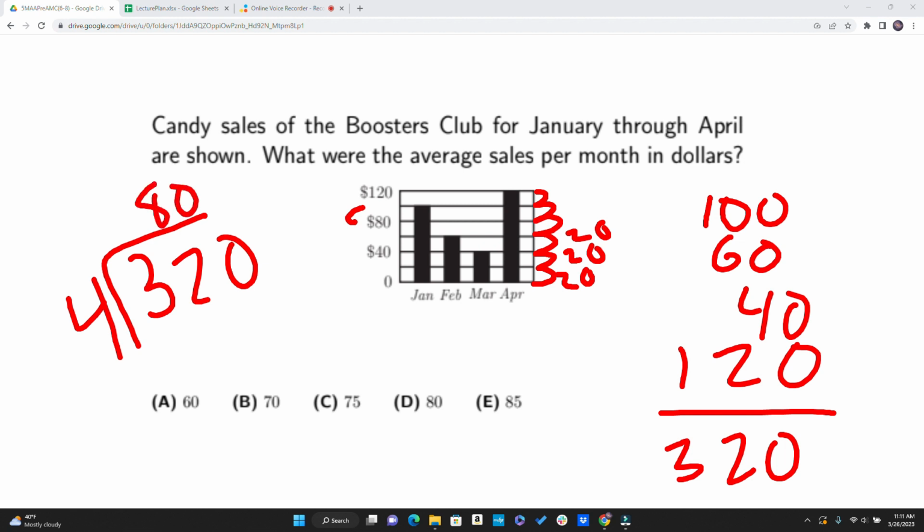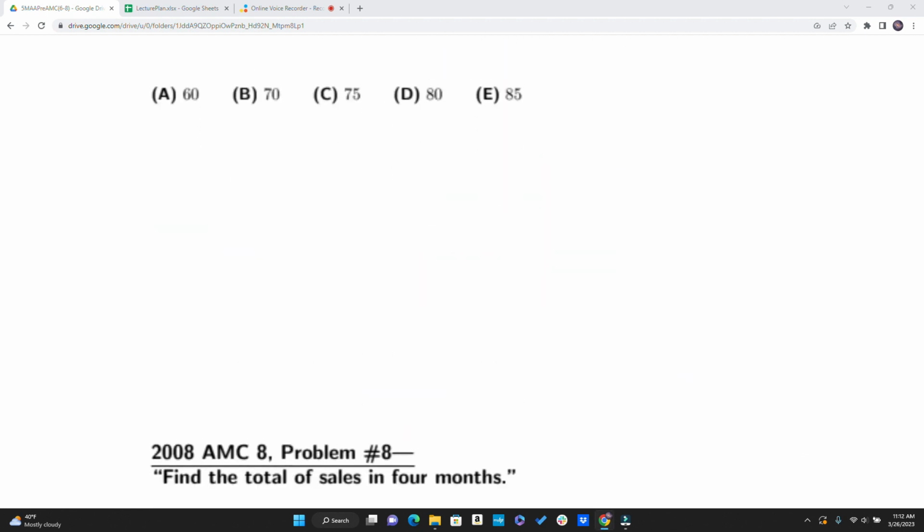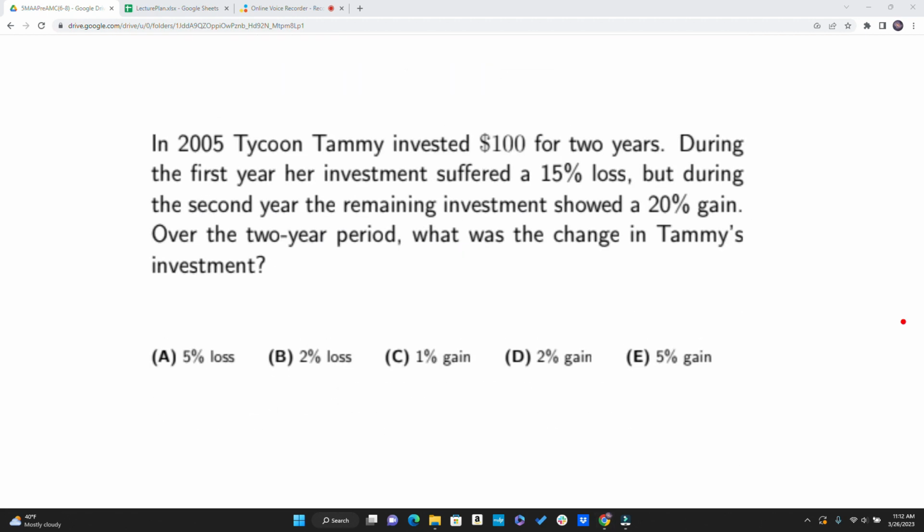Okay. In 2005, we got a tycoon, Tammy, who invested $100 for 2 years. During her first year, her investment suffered a 15% loss, and then during the second year, showed a 20% gain. Over the 2-year period, what was the change in Tammy's investment?